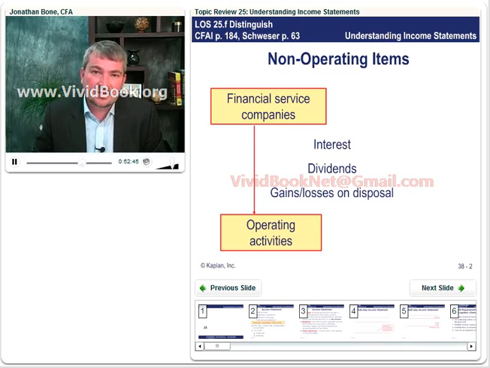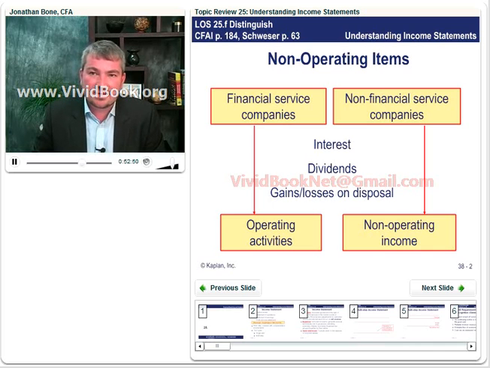So for a financial service company, it is an operating activity. For a non-financial service company, then we're going to treat it as non-operating income. Keep it away from the results from your core business operations.